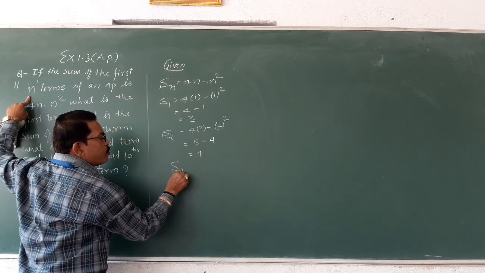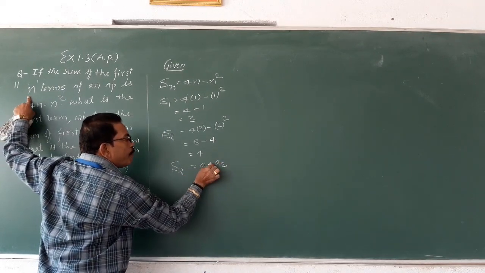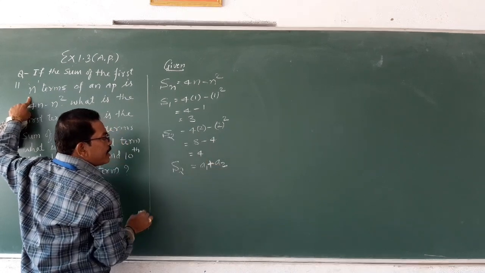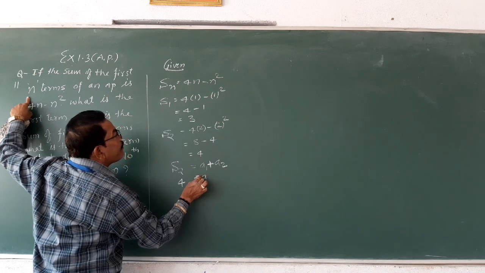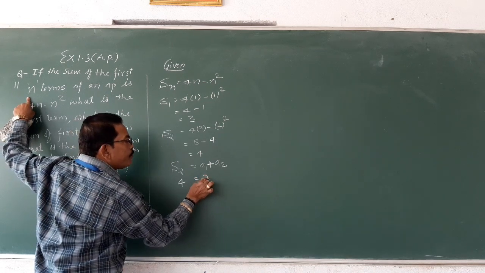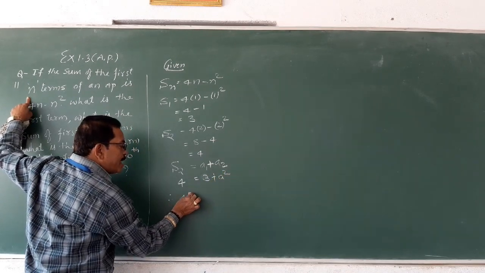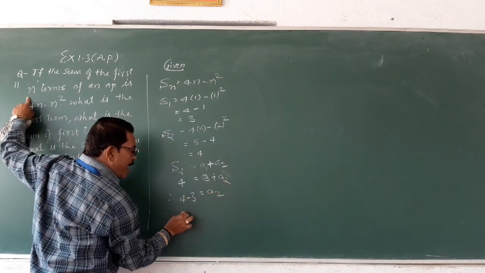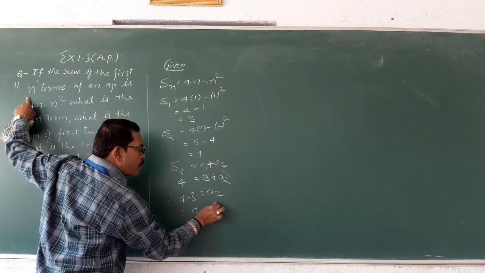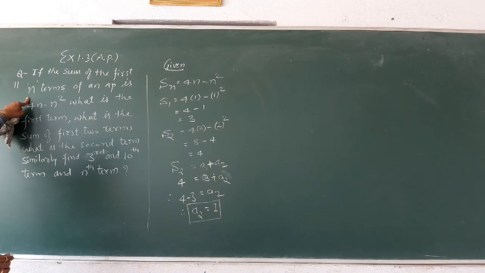The meaning of S2 is A1 plus A2. S2 is 4. So A1, we know that A1 is 3, plus A2. Therefore, 4 minus 3 equals A2. Therefore, A2 equals 4 minus 3, that is equal to 1.